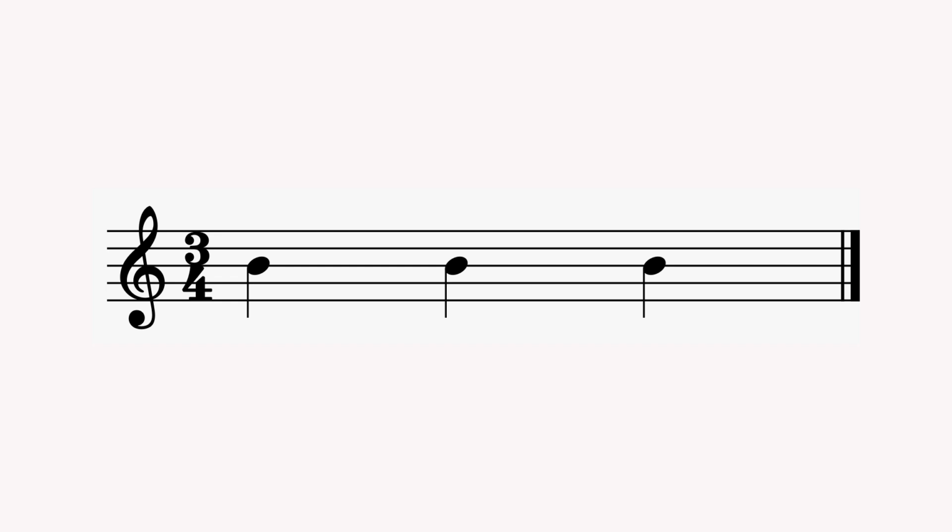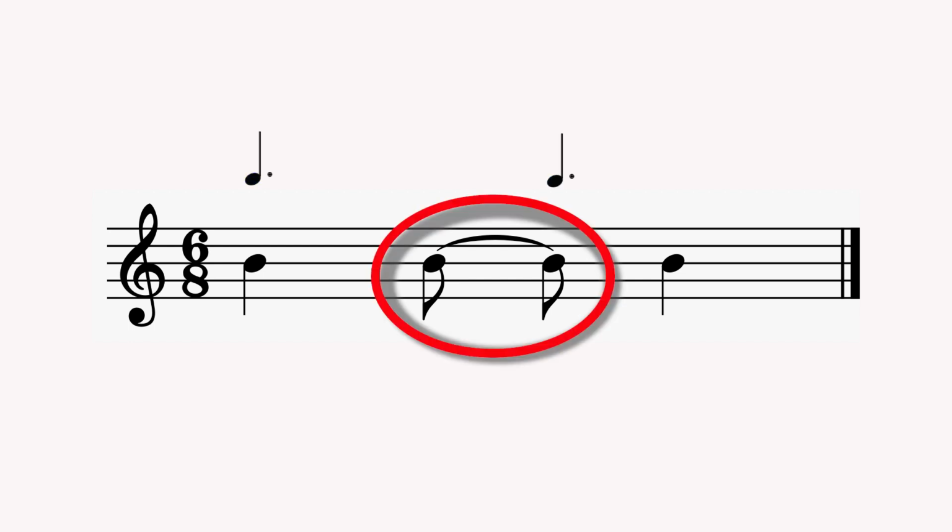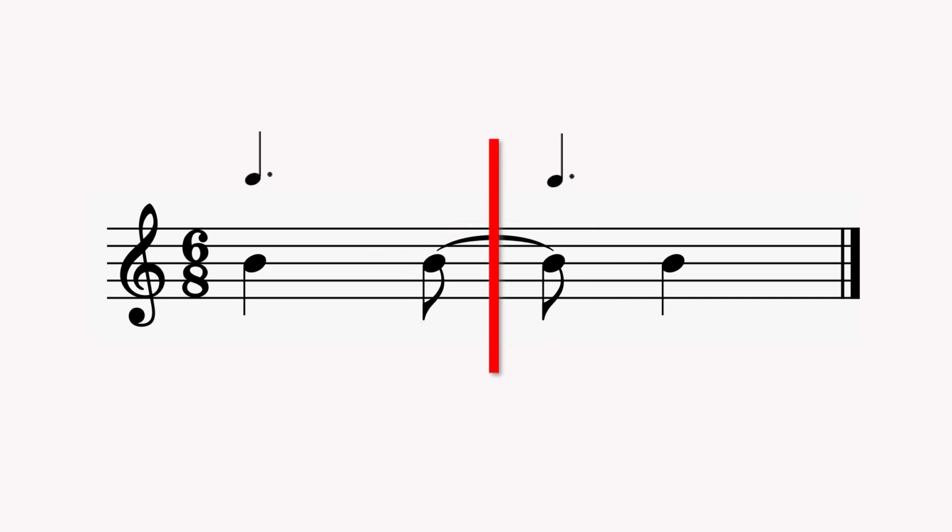If you wanted to do that same rhythm in 6/8, however, it would be better to write a quarter note, then two eighth notes tied together, and then another quarter note. So in 6/8, we technically have two big beats in the measure, and they're both worth dotted quarter notes. By putting two eighth notes in the middle and tying them together, we show where that beat separation is, and it actually becomes easier to count and play correctly.